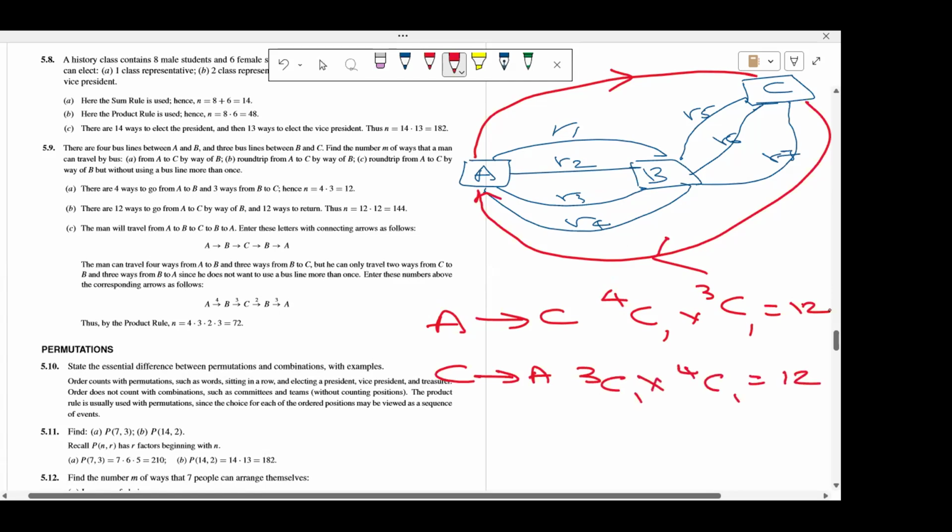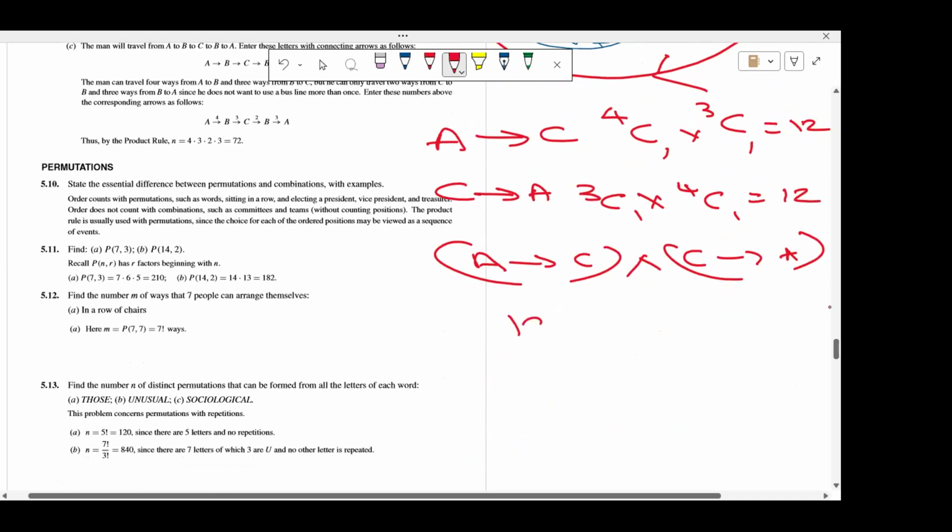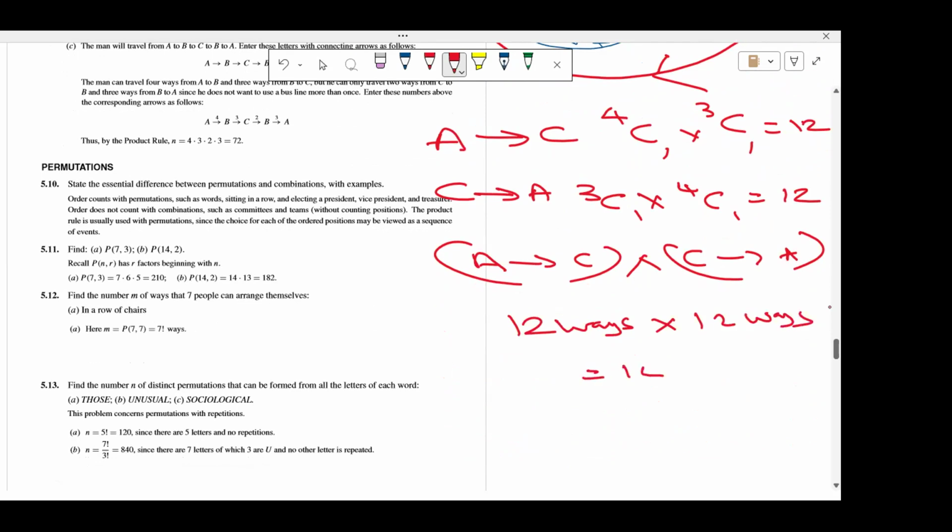From C to B we have three ways, from B to A four ways, 3C1 into 4C1. Here also 12 ways. The important thing here: for the round trip, we need to take the multiplication of A to C into C to A. So altogether 12 into 12. Here A to C is 12 ways, multiplied by C to A 12 ways. So altogether 144 ways we can complete this round trip, right?